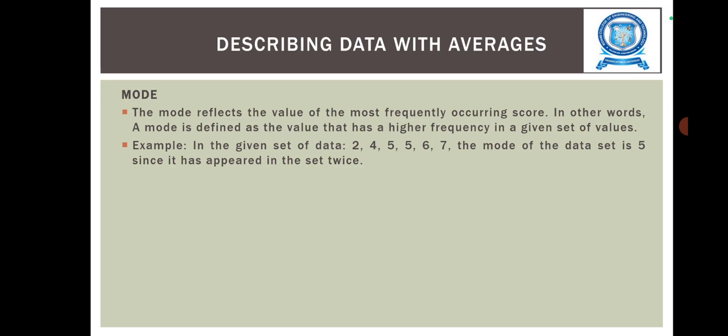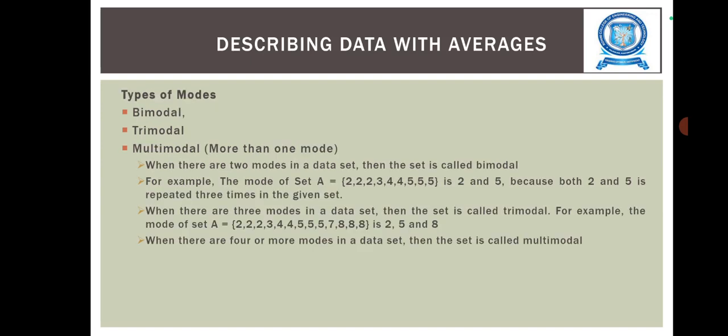For example, in the given set of data 2, 4, 5, 5, 6, 7, the mode of the data set is 5 because it has appeared in the set twice.